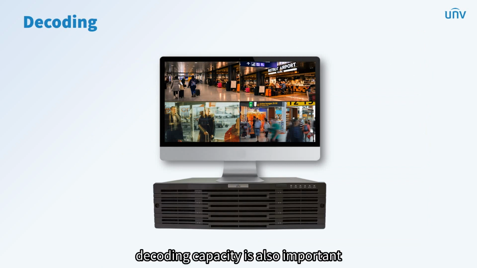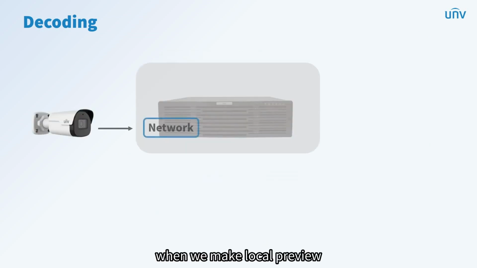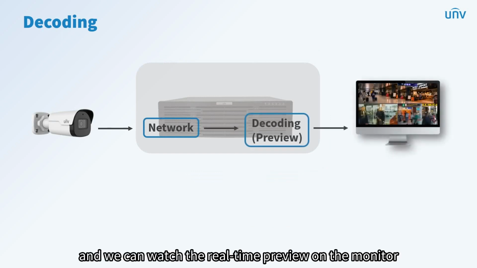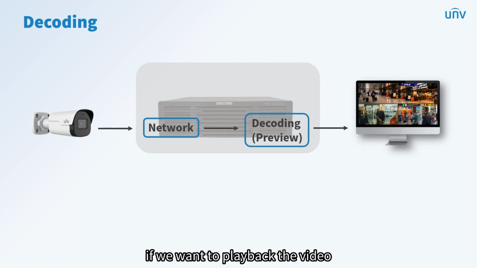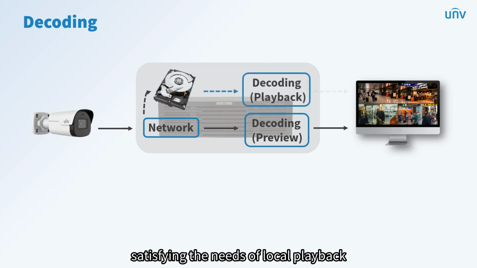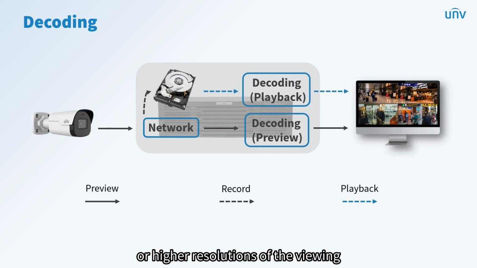Decoding capacity is also important. It refers to the NVR's limit in regards to how many channels can be viewed at a specific resolution. When we make local preview, the video stream will be decoded, and we can watch the real-time preview on the monitor. If we want to playback the video, the data recorded in hard drive will also be decoded, satisfying the needs of local playback. Greater decoding capacity ensures more channels or higher resolutions of the viewing.